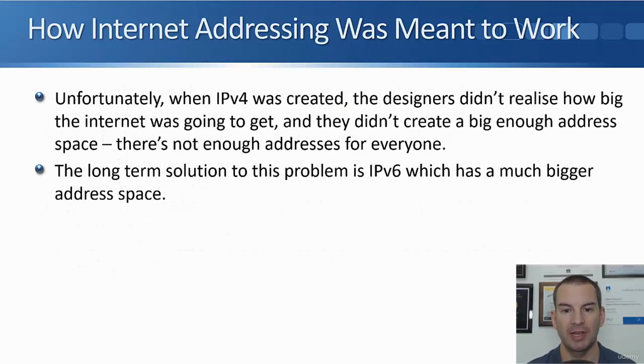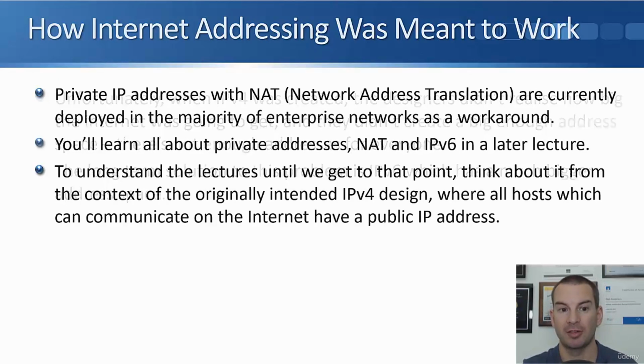Unfortunately, when IPv4 was created, the designers didn't realize how big the internet was going to get, like we were just saying, so they didn't create a big enough address space. There's not enough IPv4 addresses for every host that actually needs an IPv4 address that's going to be communicating on the internet. So IPv4 ran out of addresses. The long-term solution for the problem is IPv6, which has got a much bigger address space. IPv4 is a 32-bit address, IPv6 is a 128-bit address, and we're going to be talking about IPv6 in a lot of detail in a later section.